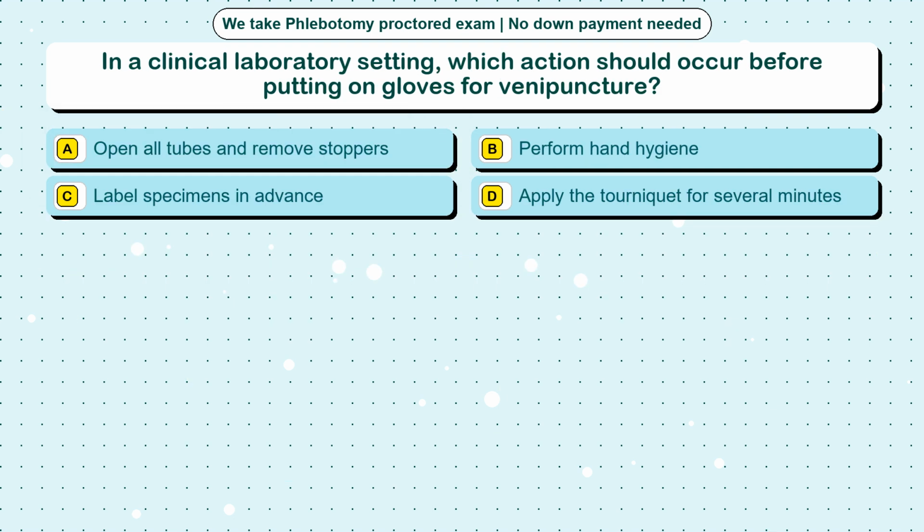Question 22. In a clinical laboratory setting, which action should occur before putting on gloves for venipuncture? Option A, open all tubes and remove stoppers. Option B, perform hand hygiene. Option C, label specimens in advance. Option D, apply the tourniquet for several minutes.